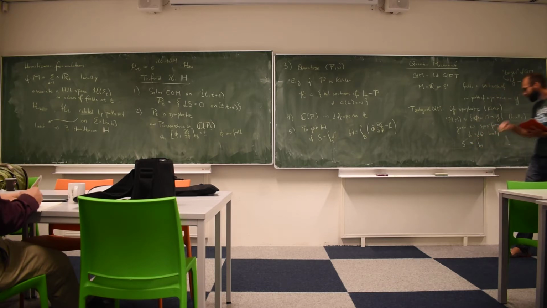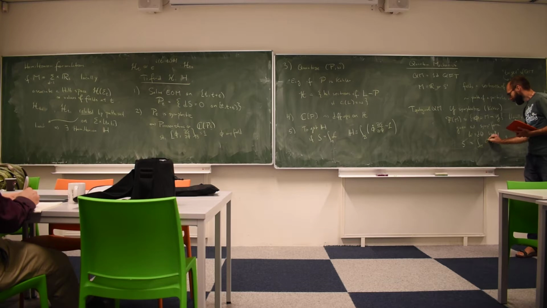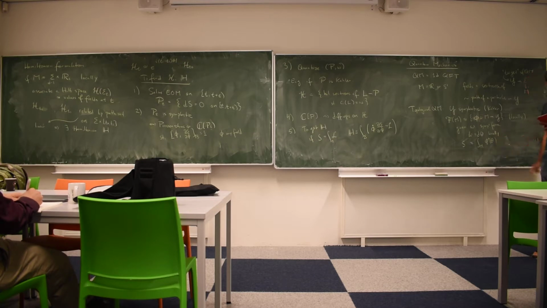So the action is going to be the integral over M of the pullback of theta. Does that make sense? So phi was my map from M to Y, and using theta, I get a one form on M, which is R or S1. Just integrate that.